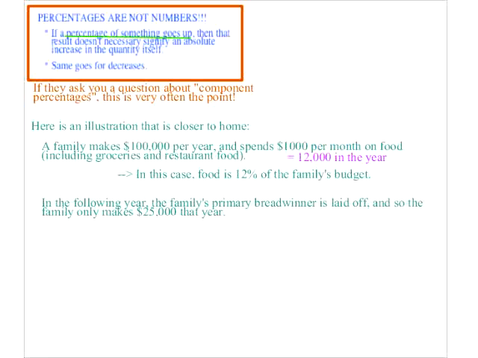So 12% of the budget. If somebody, thanks for calling out the percentage, but if you said 1%, that also means you got to pay attention to units a little bit more carefully because they might switch you back and forth to make sure you're paying attention. It's more of a quant thing, but still, you never know when they're going to pull that on you. In the following year, family's primary breadwinner gets laid off. Family only makes $25,000, so they stop eating out as much.